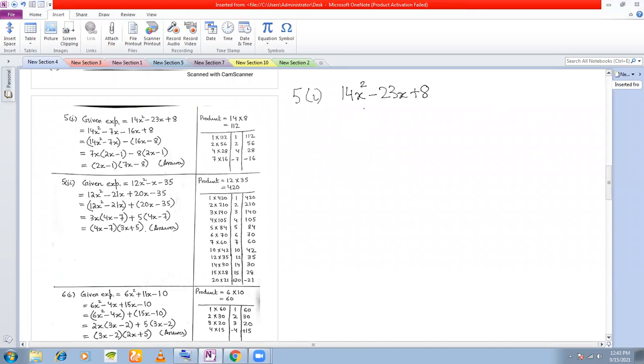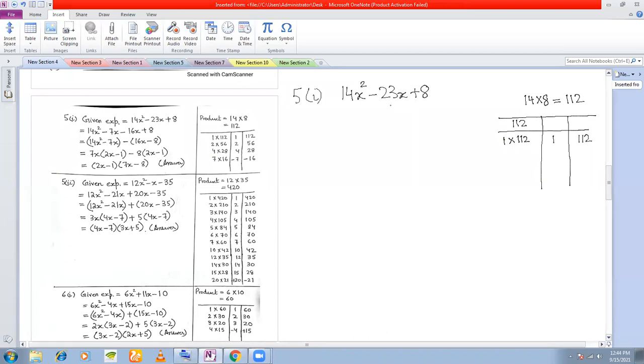How will you factorize? You multiply the extreme terms. You multiply 14 into 8, coefficient of x square and the constant term. You will get 112. Now we try to factorize 112 into two factors. First 1 into 112. So one factor is 1, the other factor is 112.